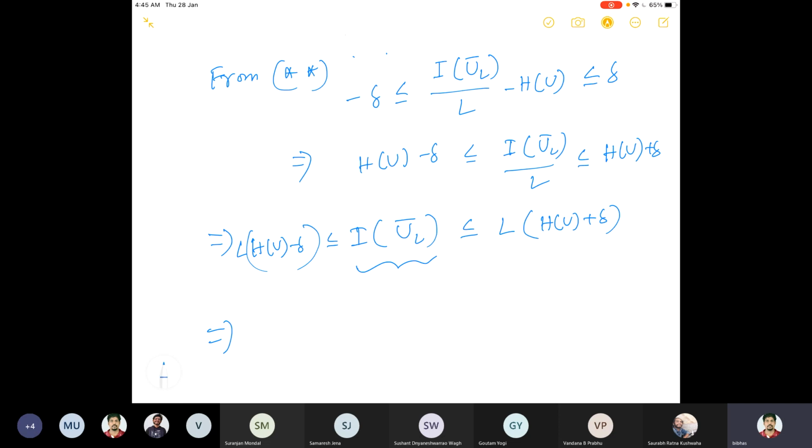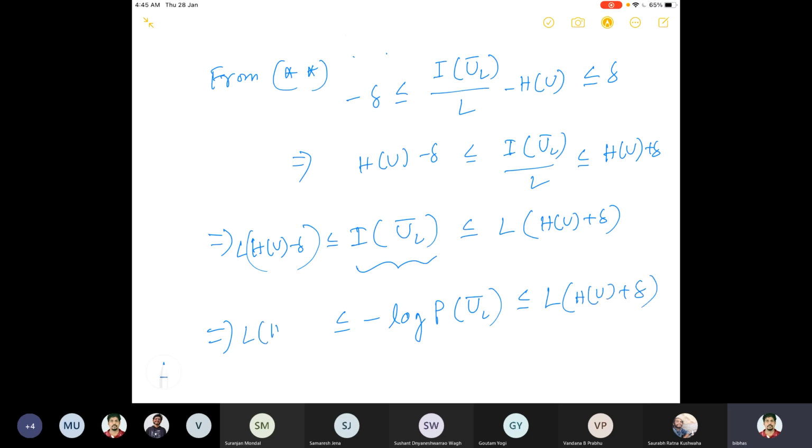Now this is in terms of self-information. But how do we define self-information? It is log of, or minus times log of, probability. So this is minus times log of probability of u_L bar. If this is less equal to this, and this is less equal to this, now what can I say from here?